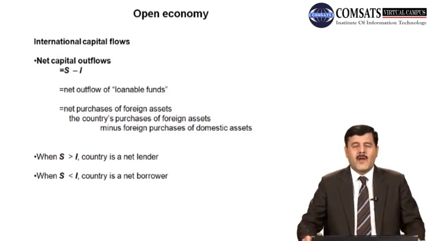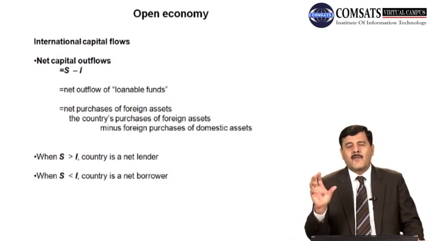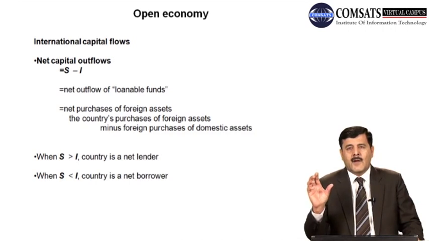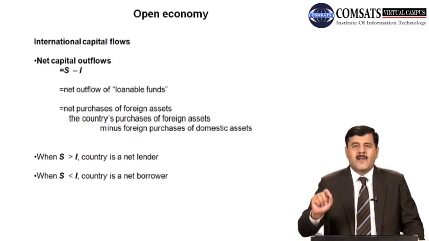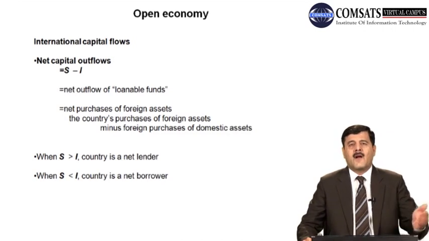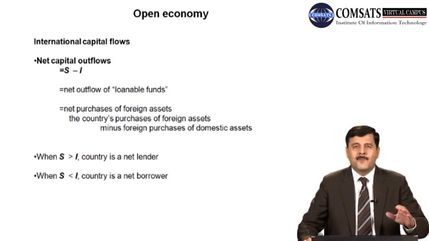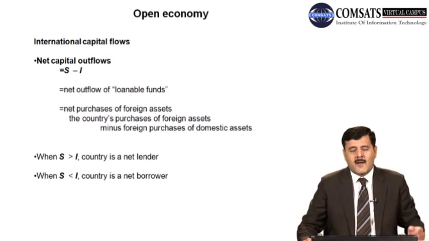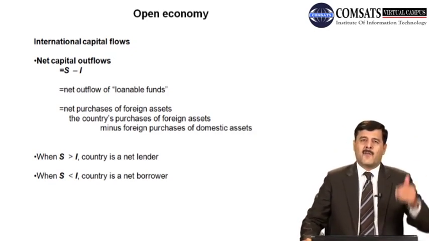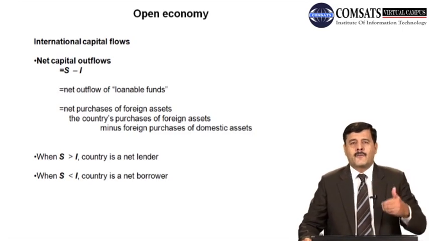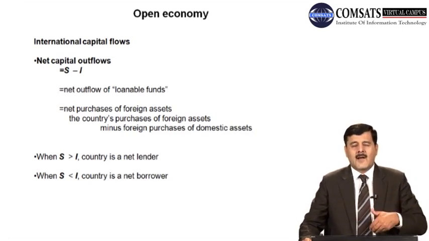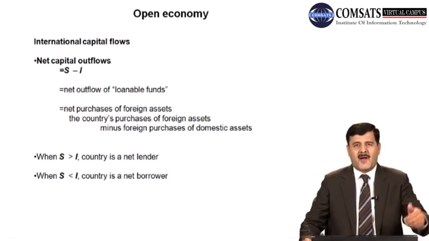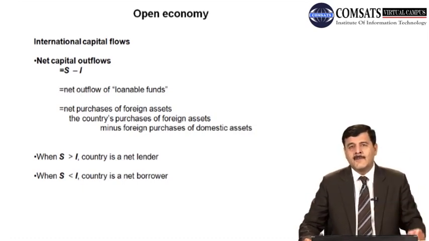So the net capital outflow is the difference between these two things, and that will tell you the net capital outflow of an economy, right? So the country's purchases of foreign assets: for example, if we talk about Pakistan and America, if Pakistan buys some assets in America or invests there, that is Pakistan's outflow, right? If America invests in Pakistan or purchases some assets from Pakistan, that is capital inflow for Pakistan but capital outflow for America.